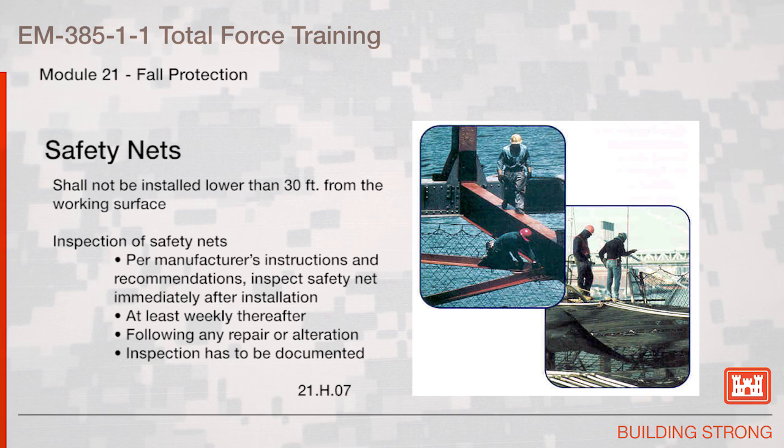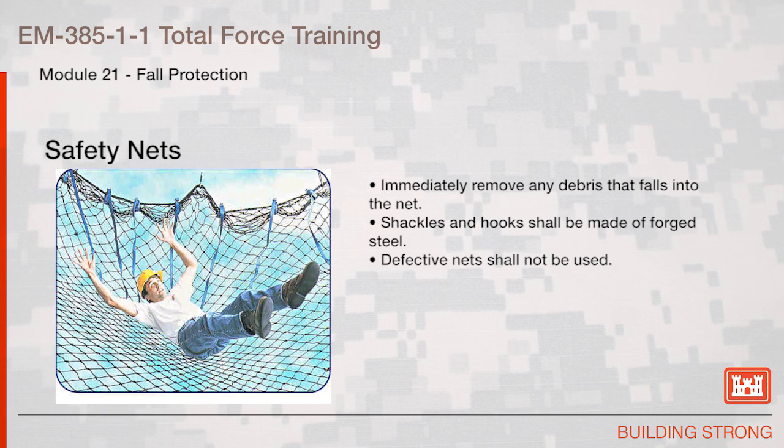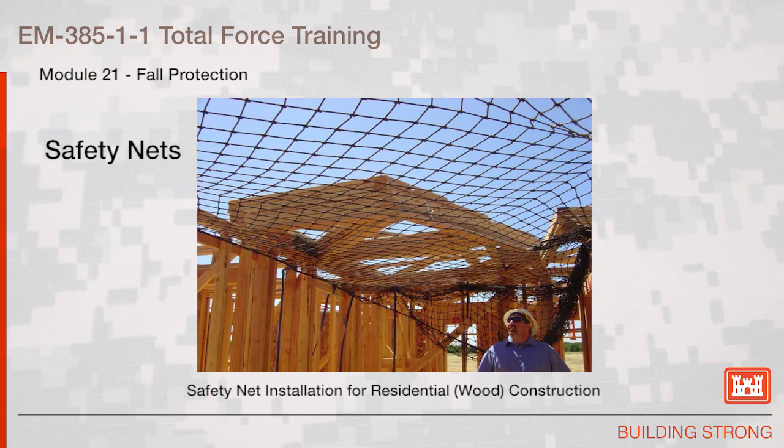Inspection of safety nets. Per the manufacturer's instructions and recommendations, inspect the safety net immediately after installation, at least weekly thereafter, following any repair or alteration, and the inspection has to be documented. Immediately remove any debris that falls into the safety net. Shackles and hooks shall be made of forged steel. Defective nets shall not be used. This picture illustrates a safety net installation for residential or woods construction.